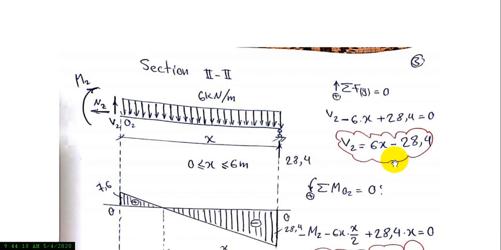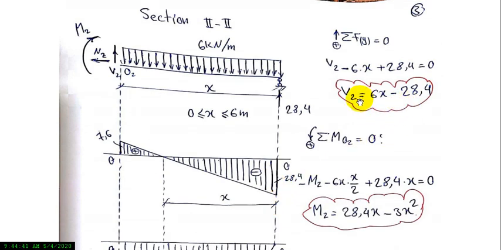When we give a price for x, we can obtain the price of V. When we give 0, V is equal to 28.4 for this point. And when we give 6 for x, V becomes 7.6. This shape is obtained. It's the shear force diagram in the second section.